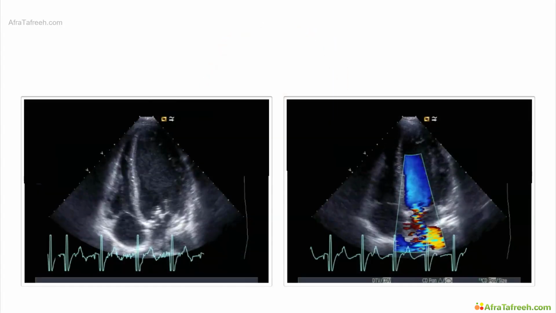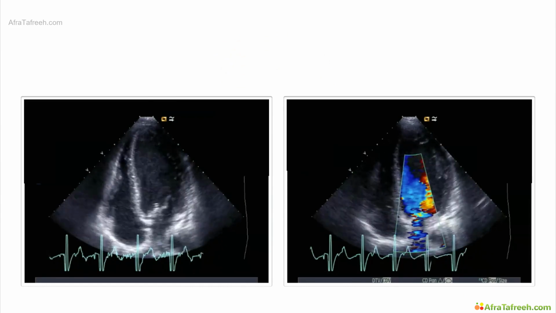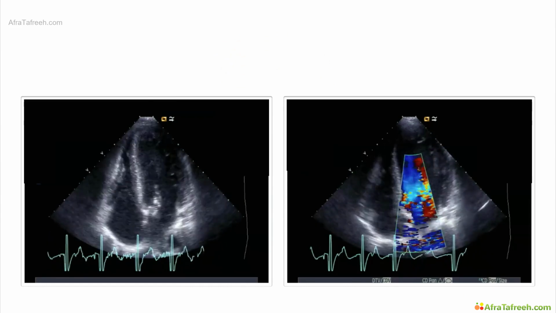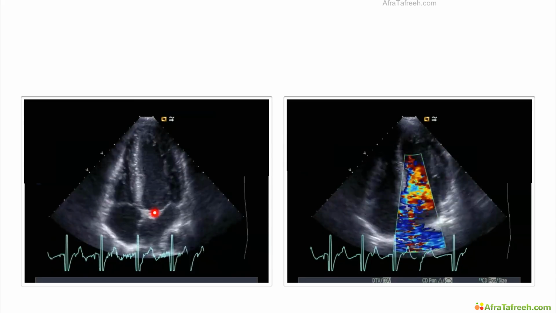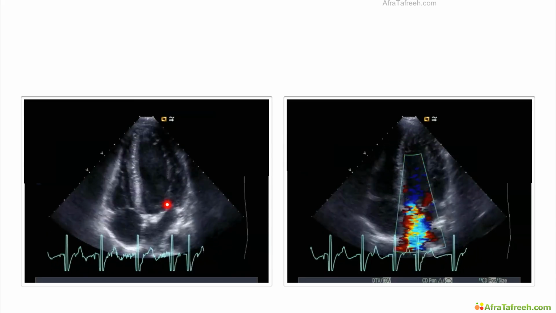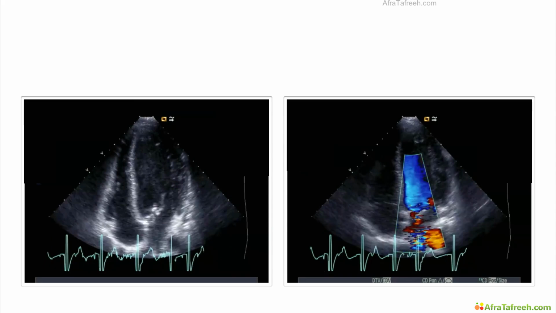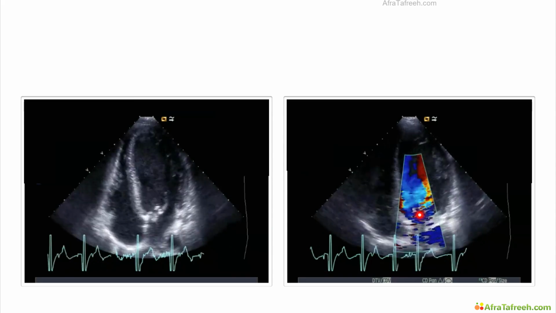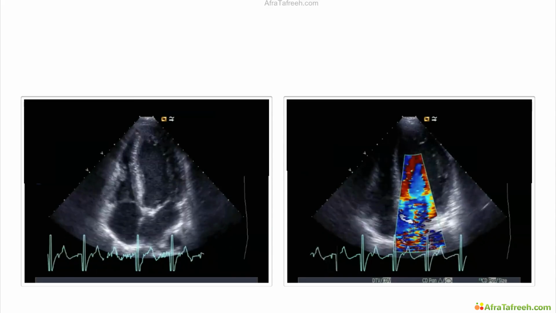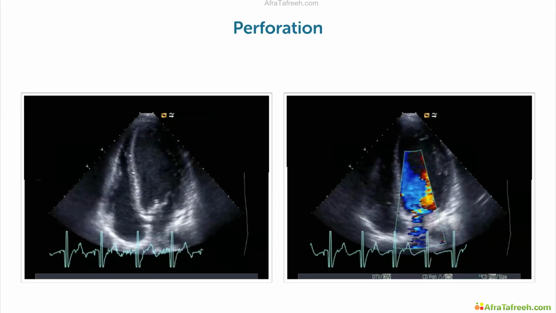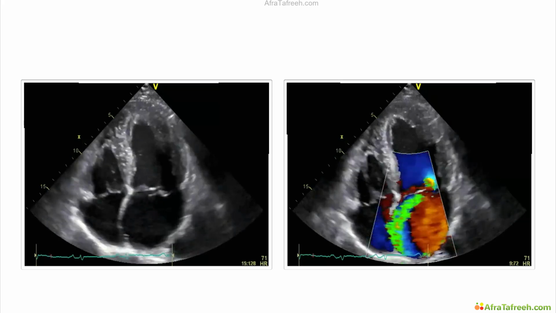What about mitral regurgitation here? Well, the mitral valve definitely is not normal here. You've got thickening, calcifications even in the basal part of the anterior leaflet. The reason is that this patient has a perforation of the anterior leaflet caused by endocarditis. Next example.